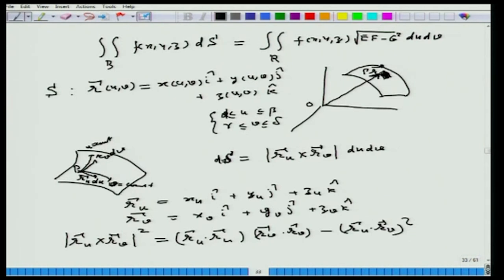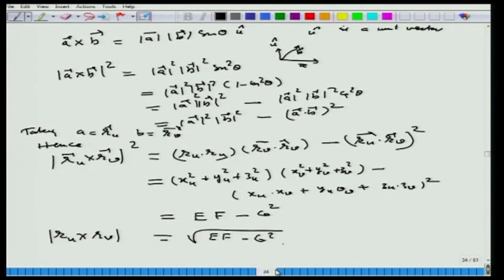So, that is the element area dS, and here r_u is the partial derivative of the position vector with respect to the parameter u, and r_v is the partial derivative with respect to v. Each component gets differentiated partially with respect to those variables and we get this. So, for the square of the absolute value of r_u cross r_v, we use the formula which we proved, that for any two vectors a and b in R3, the square of the absolute value of a cross b is given by the square of the absolute value of a times the square of the absolute value of b minus (a dot b) squared.